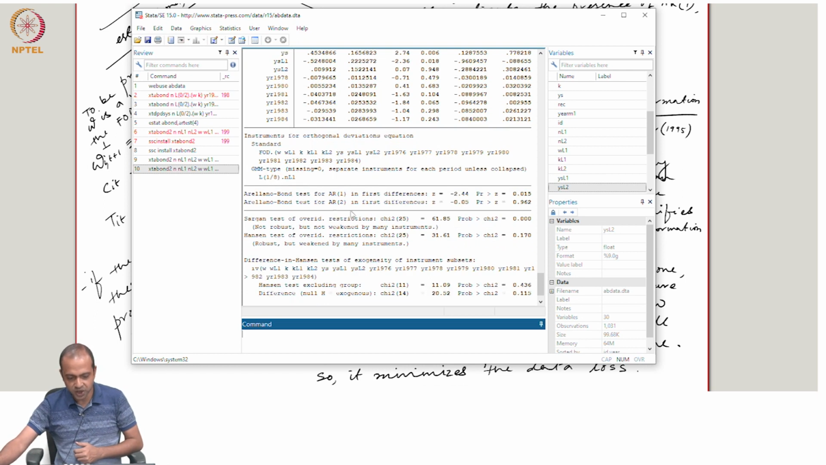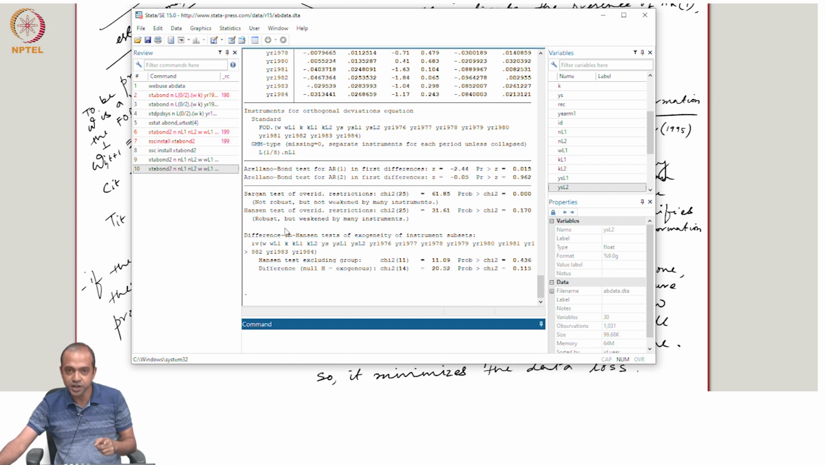And then once again I got Arellano-Bond AR1, which is again rejected, indicating the presence of first order autocorrelation, but second order autocorrelation is not there. And as far as the over identifying test is concerned, the Hansen test of over identifying restrictions is 0.17. So, that means over identifying restrictions are also valid. I will talk about all other outputs we are getting over here in our next class.